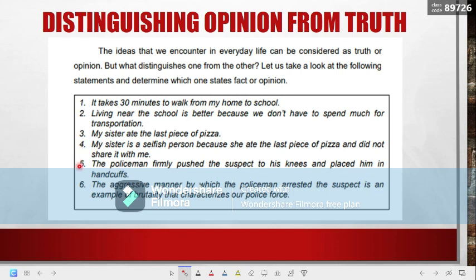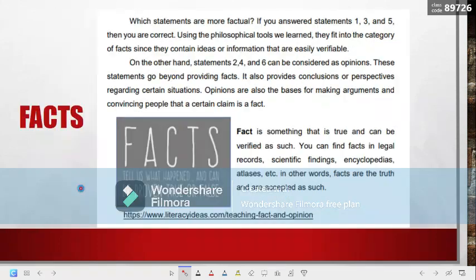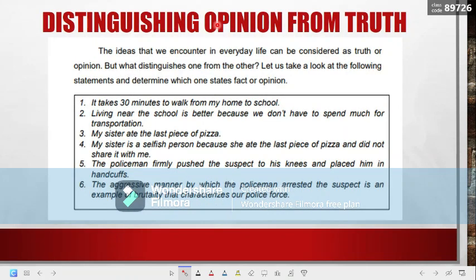The policeman firmly pushed the suspect to his knees and placed him in handcuffs. Number 6. The aggressive manner by which the policeman arrested the suspect is an example of brutality that characterizes our police force. Okay, now which statements are more factual based on these statements?